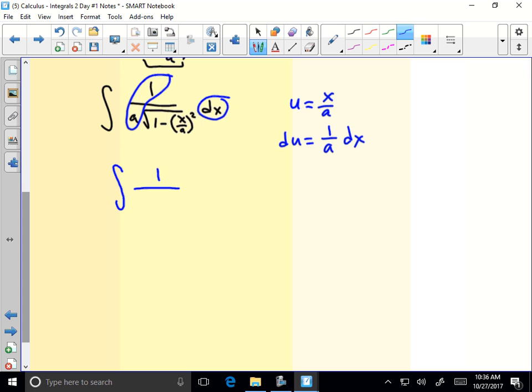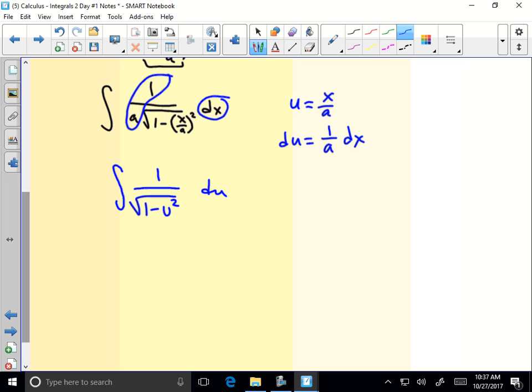So I replace 1 over a dx with du. And what does this thing now become? 1 minus u squared. Oh my gosh. Look at that. Because I consulted my brain for a while, and then it just made sense to make x over a u.